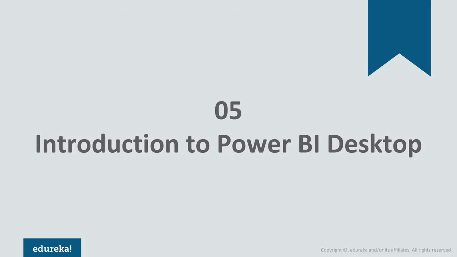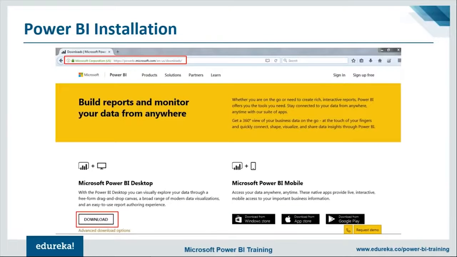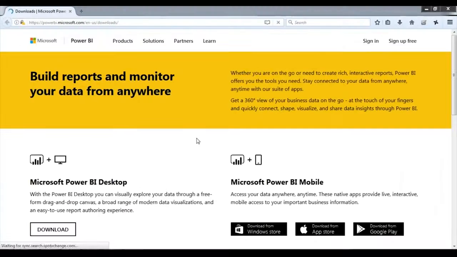Now the first thing we need to do is install Power BI. For that you need to go to Power BI's official website, that is powerbi.microsoft.com, and you can directly download the option here. Let me show you how it's done. So here you have the option of Power BI Desktop.